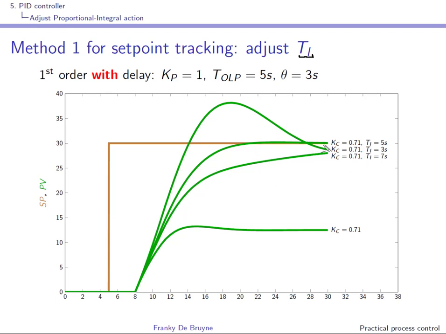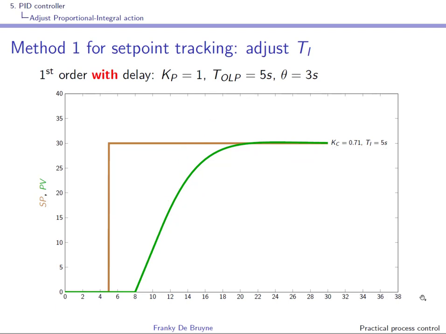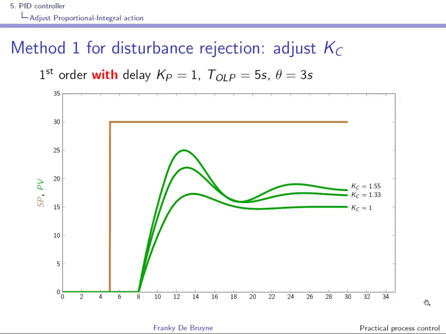And you can see here that in this case, well, we'll probably choose this response over here, and indeed this corresponds with a TI that is the main time constant of the process. And indeed this is the response, this is the controller that we have selected for setpoint tracking.